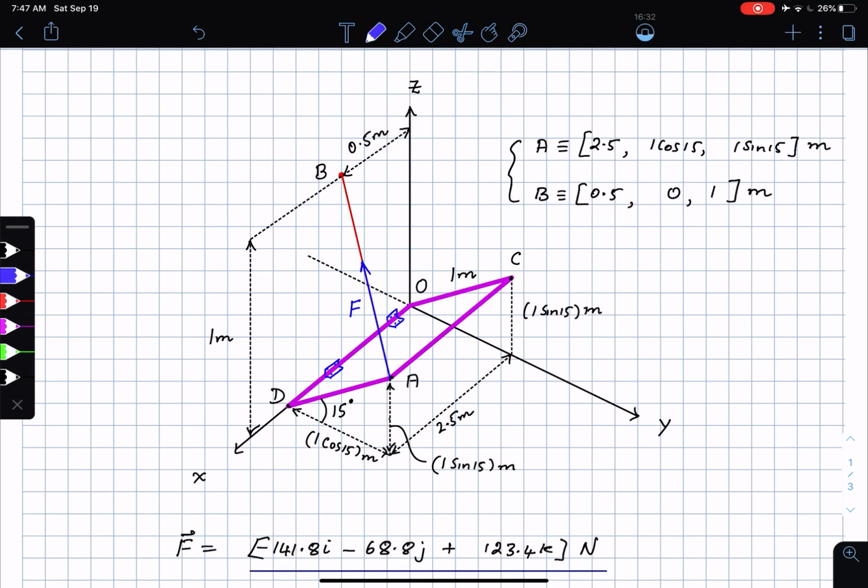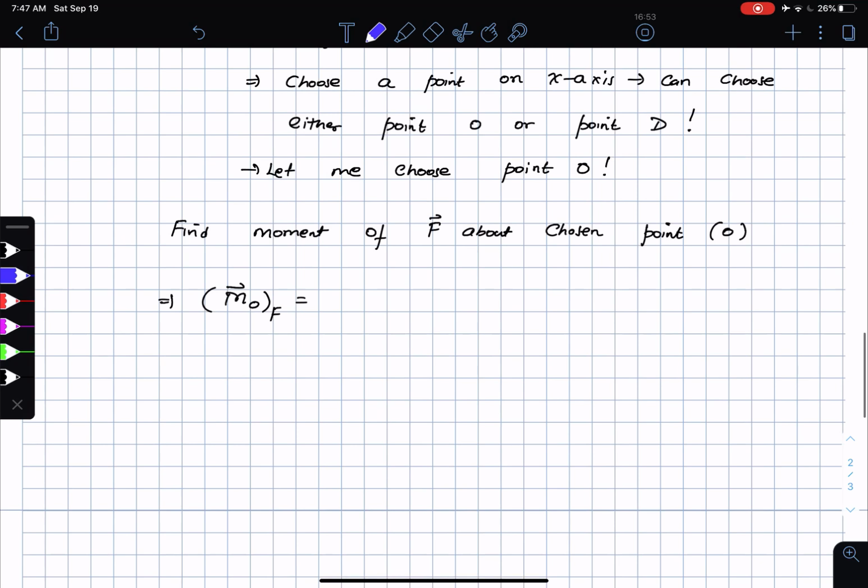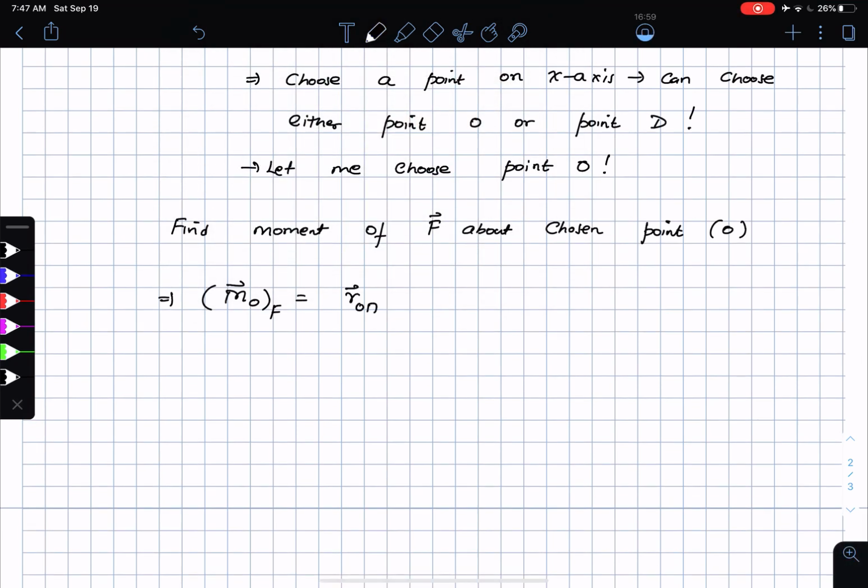So I can either go from RO to RA, so I can go this way. That's going to be the position vector, which I'll write as ROA, or I can go from RO to RB. That is also a completely legitimate choice. It does not matter what I do, either of them is fine. So the moment of this force about the point O is going to be either ROA crossed with F or ROB crossed with F. You can choose either.